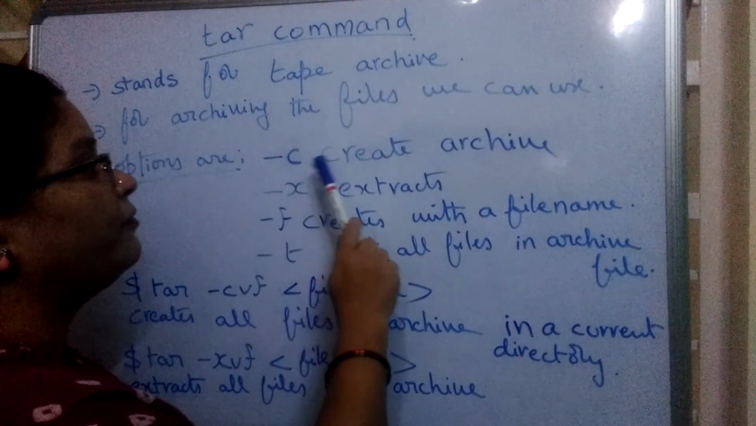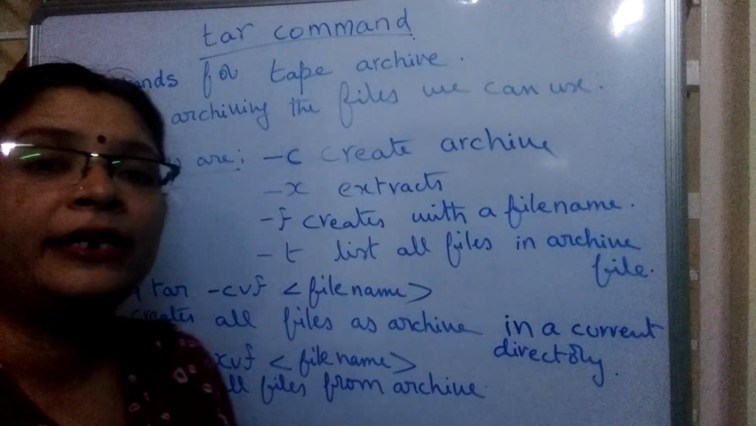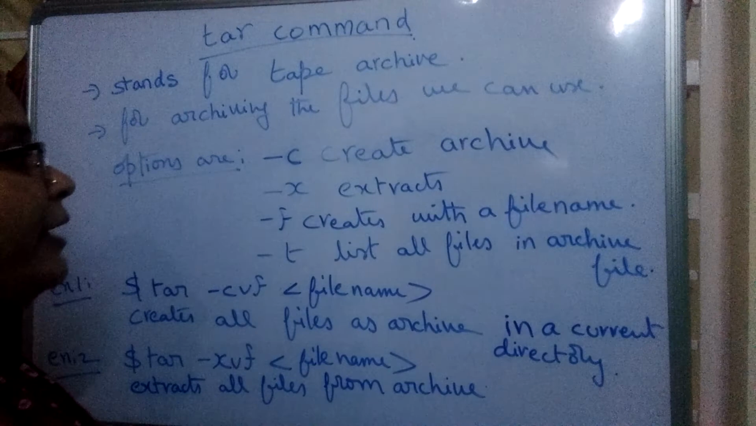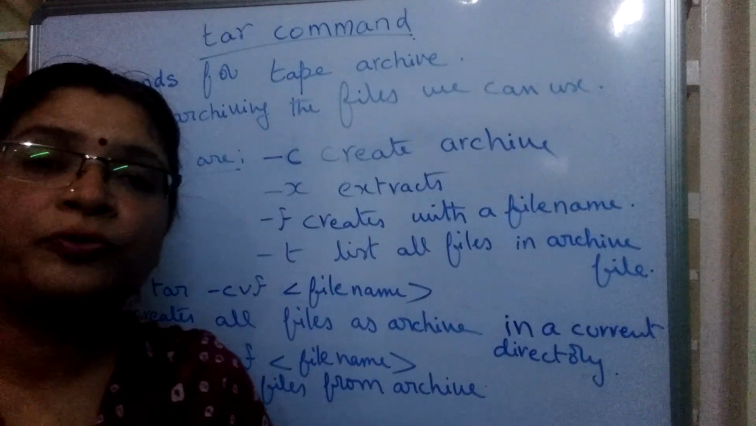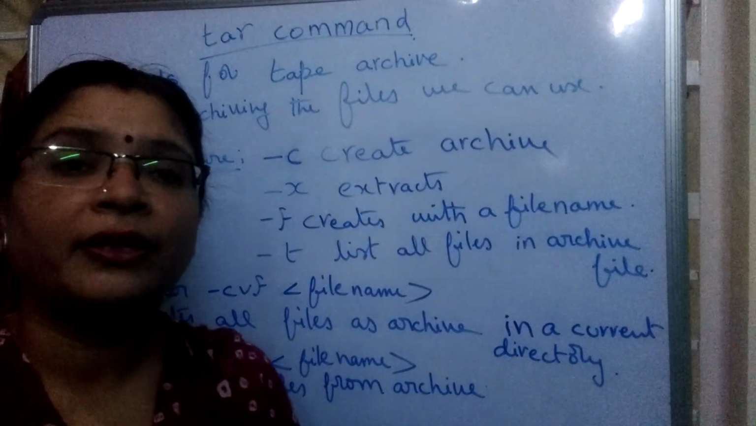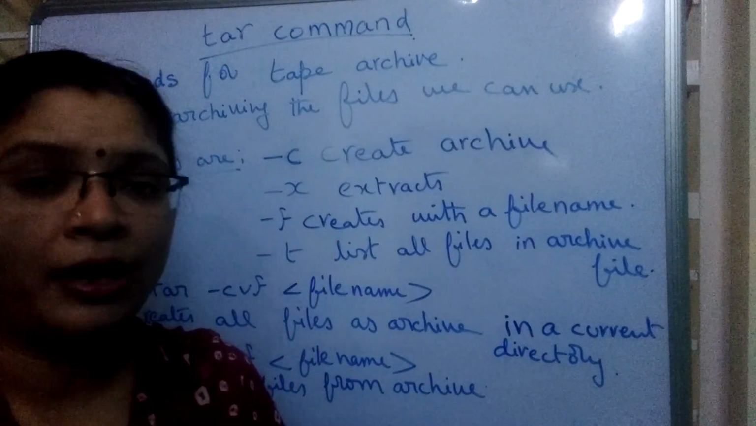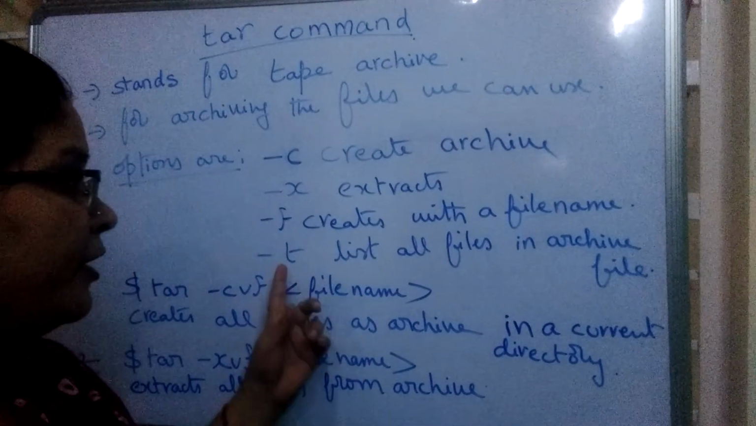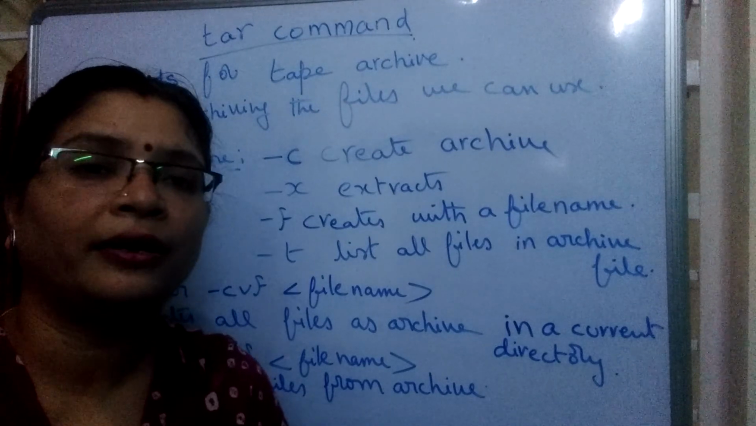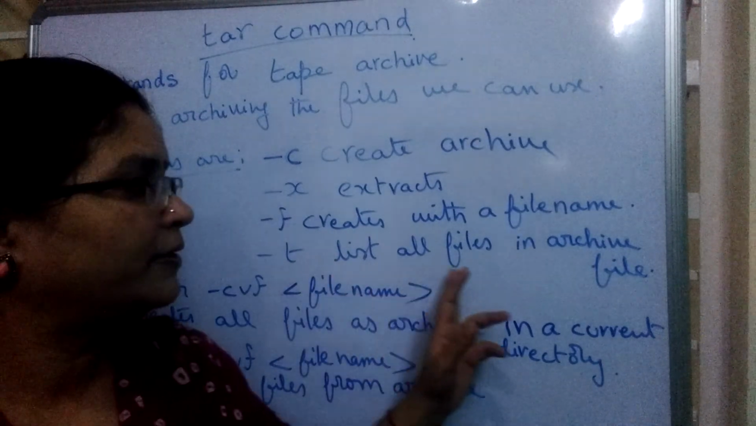The first option is -c. It is used to create an archive file. The next one is -x. It is used to extract the files from the archive file. Next, -f. You can create an archive file with a file name. In the previous case, the name was not mentioned, but with -f you can create the archive file with whatever specified name you want. The next one is -t. -t is used to list all the files in the compressed archive file. So all the files will be listed by using the -t option.